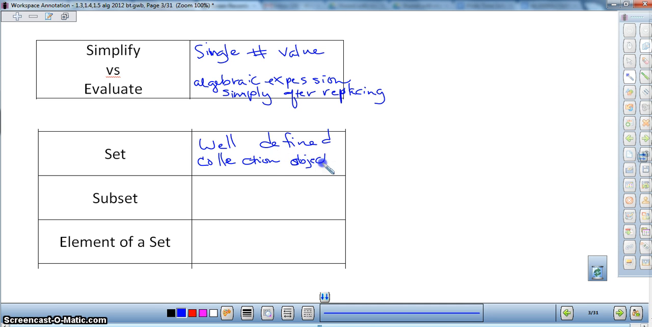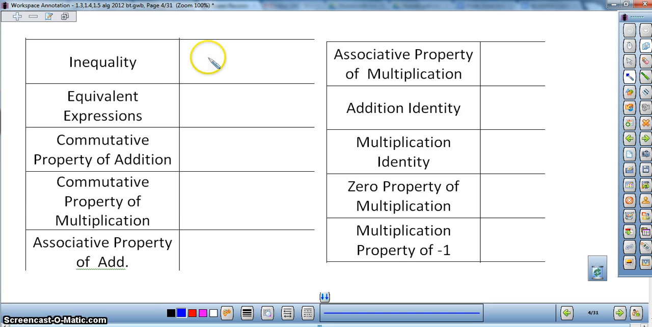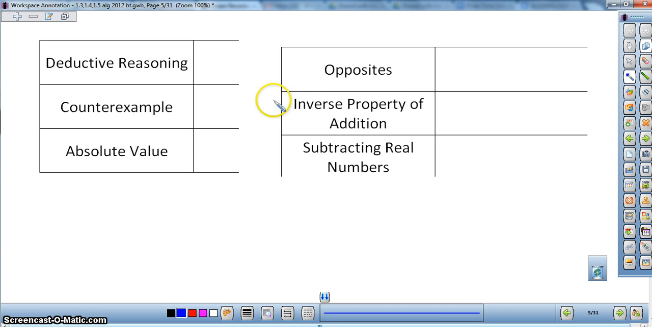When you think about a subset, those are the smaller groups of the sets. A subset consists of elements of that given set. An element of a set is just the object in the set. Again, these are all in your vocab in your book if you want to look at those. Equivalent, inequality, all of these different properties, I'm going to show you a little at the end of the video. I also talk about how you can make a flashcard or a flip card for notes, so we'll look at those a little later.